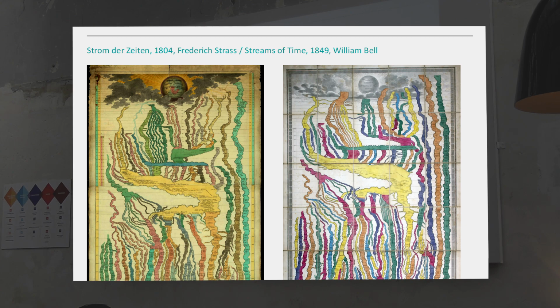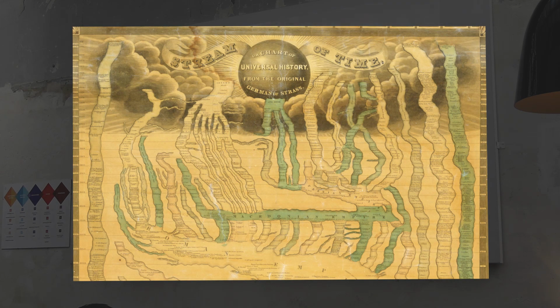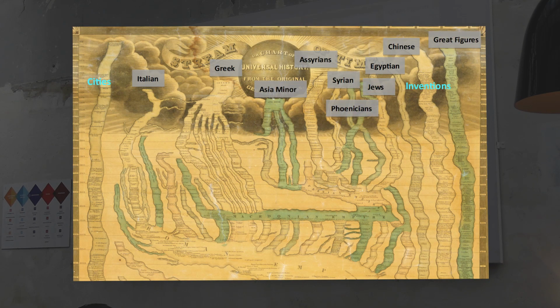Frederick Strauss's Streams of Time show ancient civilizations beginning around 1,500 years after the creation of the world, which is emerging out of the clouds on the top there. And the streams flow into a stomach shape that's the Roman Empire, and then it diverges into modern nations. Civilizations flow from 9 streams. We've got Italian, Greek, Asia Minor, Syrian, Phoenician, Jews, Egyptians, Chinese, and along with the stream are famous people, and then the American translation of this, which happened in the 1830s, adds inventions and cities.